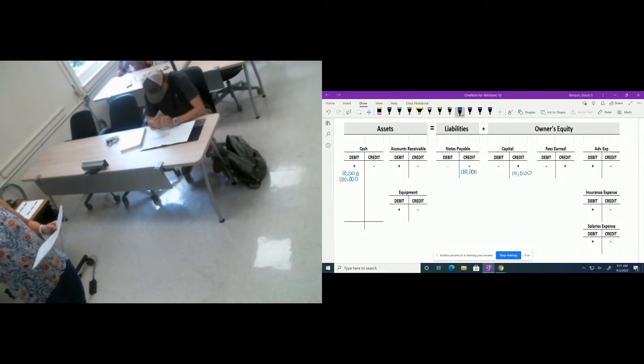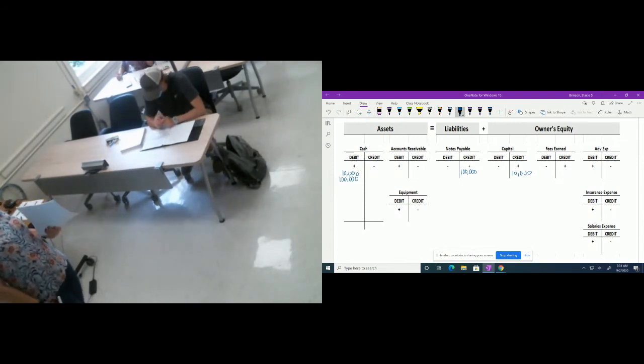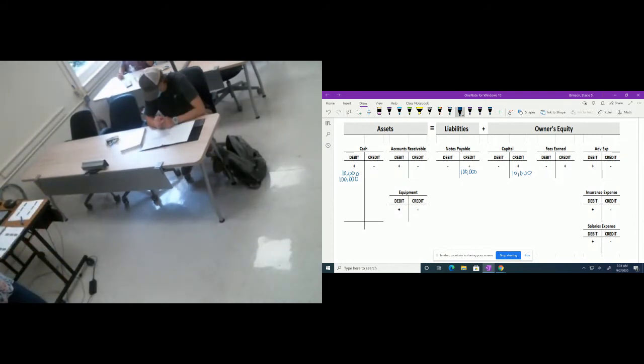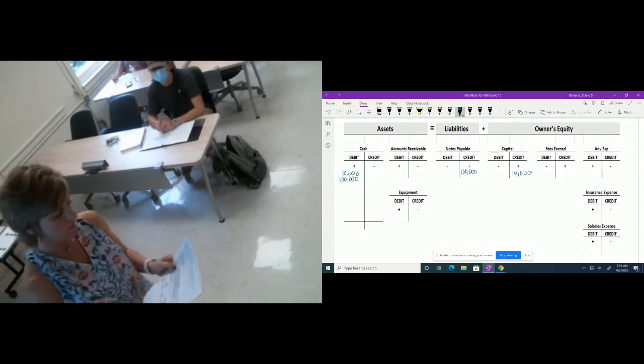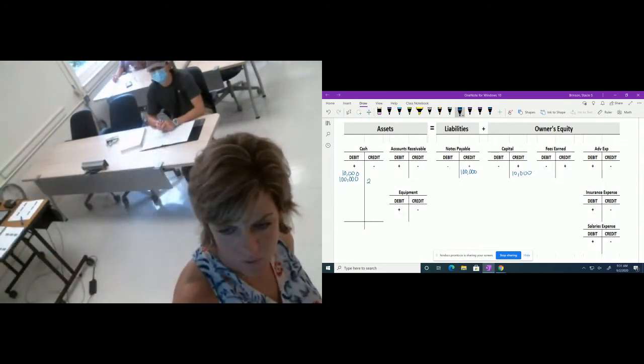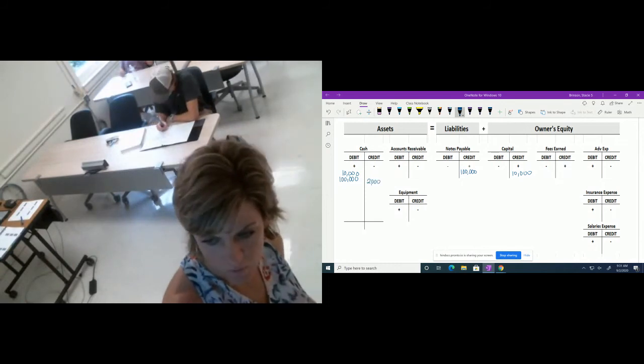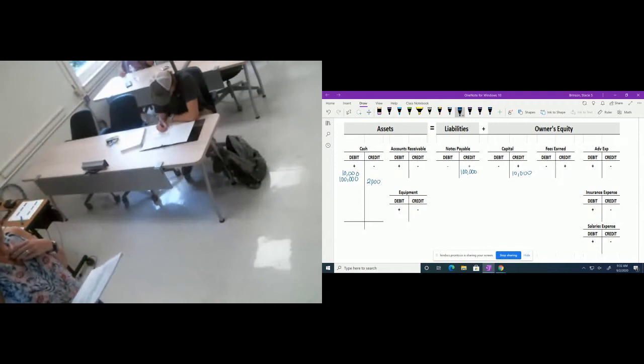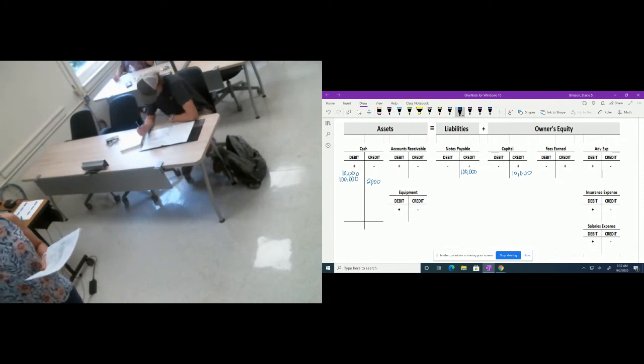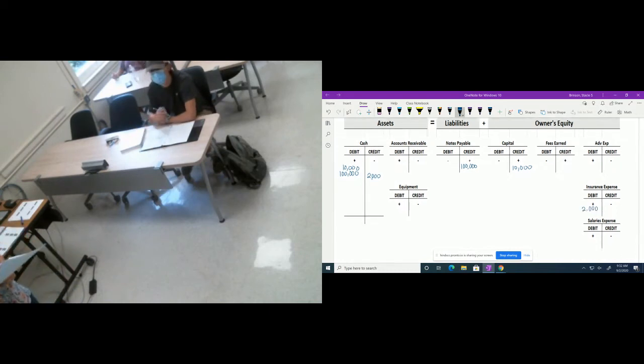So on the 3rd, he pays for malpractice insurance for the month. Smart move. So if he's paying for something, what does that tell you? Spending cash. So if he's spending cash, is my cash going up or down? It's going down. So we're going to show that 2,000 here for spending that money. And then what did he spend it for? Insurance. So is insurance increasing or decreasing? Increasing. Okay. So we're going to put 2,000 on the increase side.